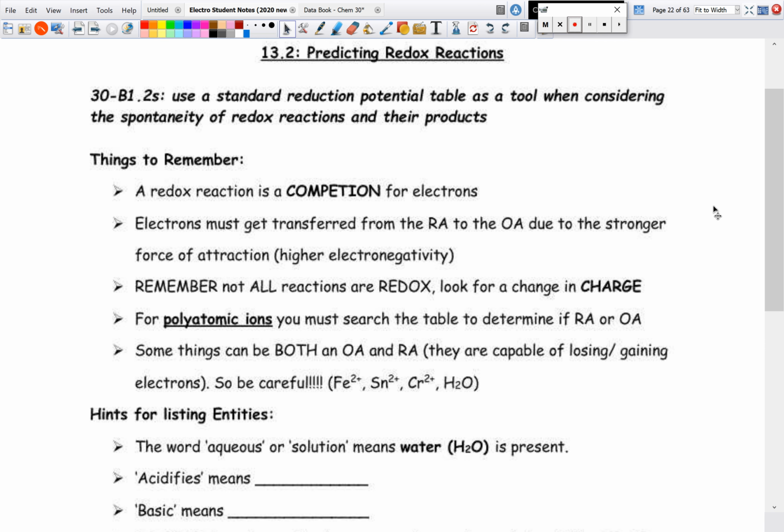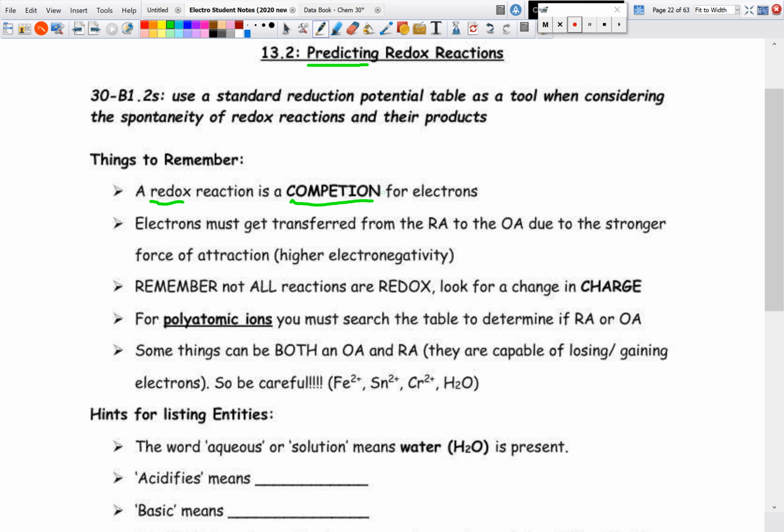Alright, welcome back, and today we are going to be looking at how to predict redox reactions, specifically using our 5-step method that we're going to go over. So the main thing to remember is that every single time we mix stuff together, if a redox reaction occurs, it is a competition for the electrons.